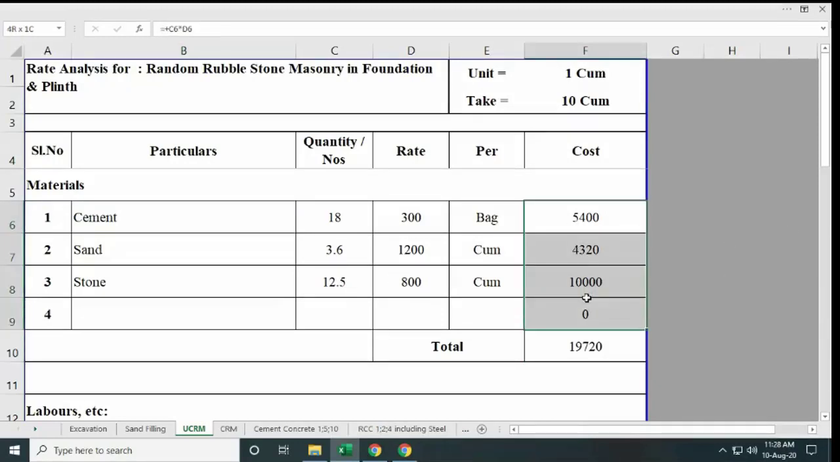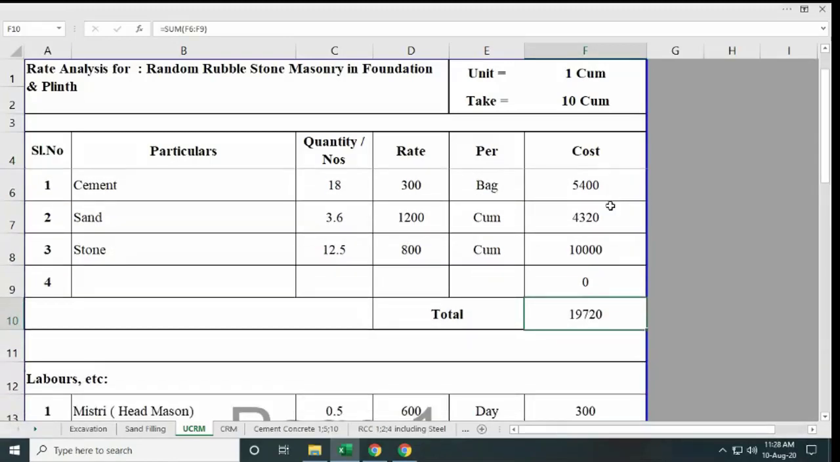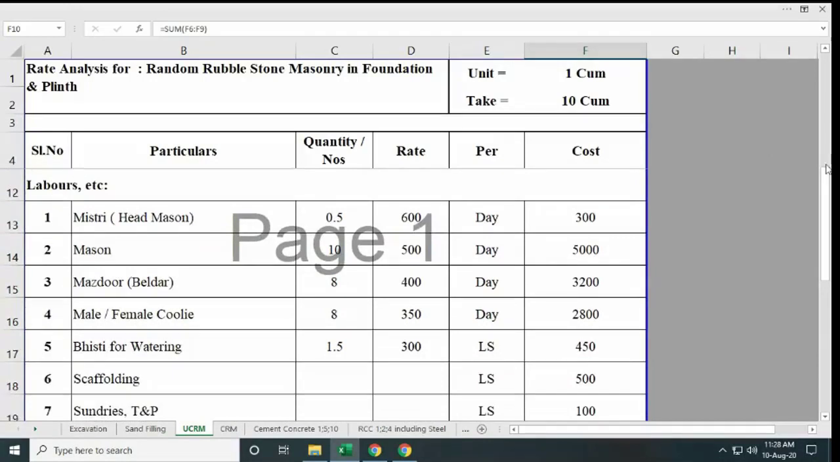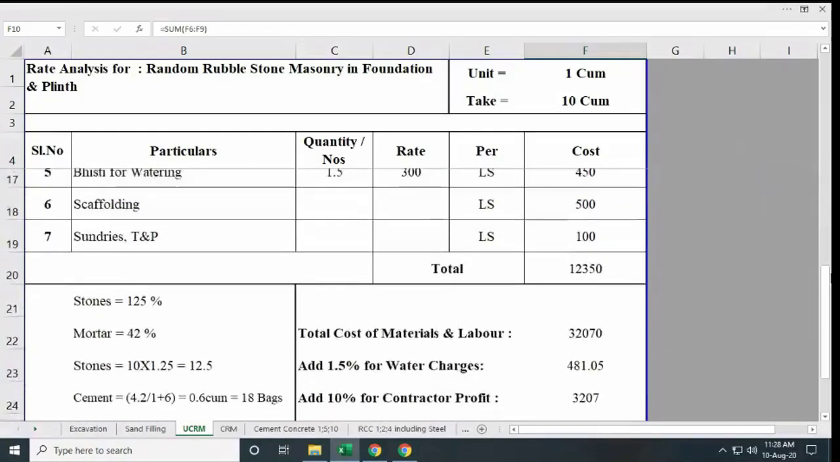Now if you sum this up, you will get the answer as 19,720 rupees. This is the material cost. Next again is the labor cost. Again, these are the things we have to remember: multiply by the rate, so you will get the cost.